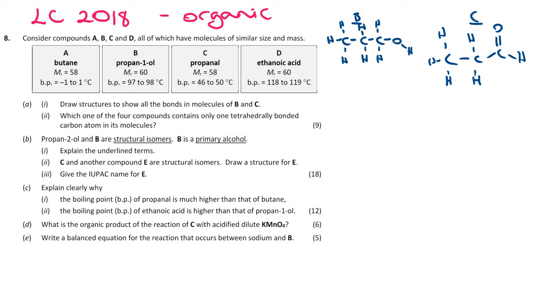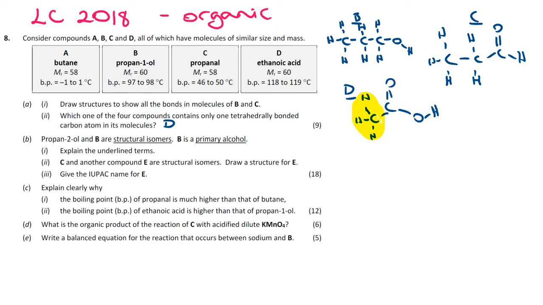Propan-1-ol contains 3 tetrahedrally bonded carbon atoms. Propanal contains 2 tetrahedrally bonded atoms. Ethanoic acid, which is D, is this molecule. You've got 2 carbons, one of which is a tetrahedral carbon. So the answer to that question is D, because there's 2 carbons, only one of them is tetrahedral.